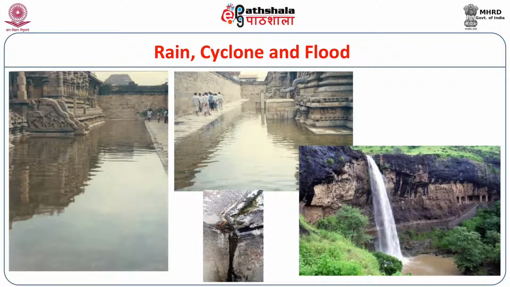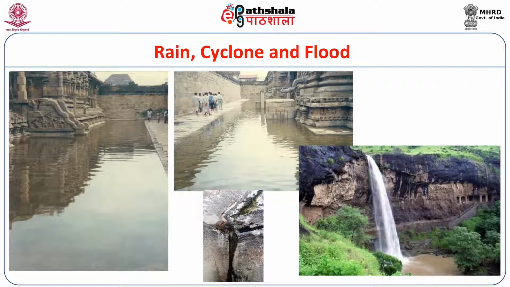This is one example at Darasuram, which is in the Kaveri Delta area. Even during the rainy season, the water level rises and the monuments are completely choked, and there is a lot of waterlogging. Because of the waterlogging, the foundation loses its strength, which also causes the decaying and deterioration of the structures.